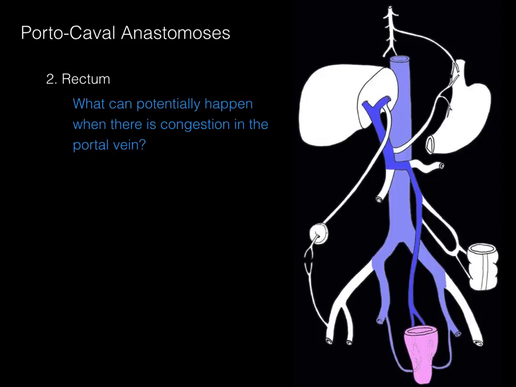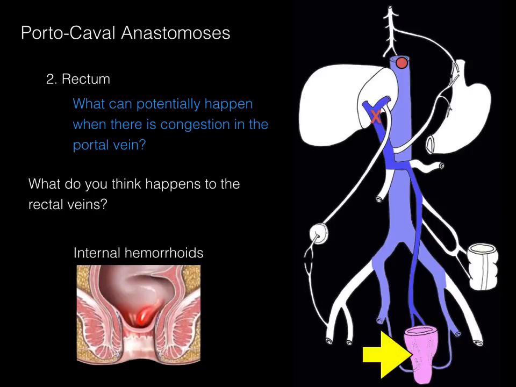What can potentially happen when there's congestion in the portal vein? Blood flows hepatofugally, or backwards, through the portal vein to the splenic vein and keeps getting backed up all the way down to the rectum. Blood says, hey, there's another vessel we can use to get back to the heart, so it goes through the inferior and middle rectal veins to the caval system. What do you think happens to the rectal veins? They swell and end up as internal hemorrhoids, varicose veins inside the rectum. These veins dilate, sometimes burst, giving rise to hemorrhoids.